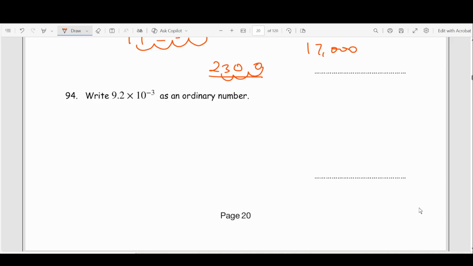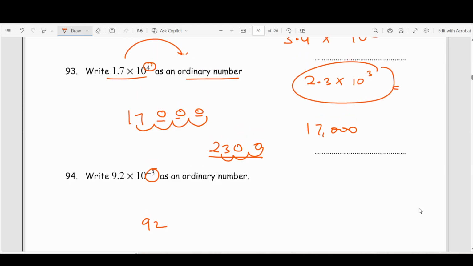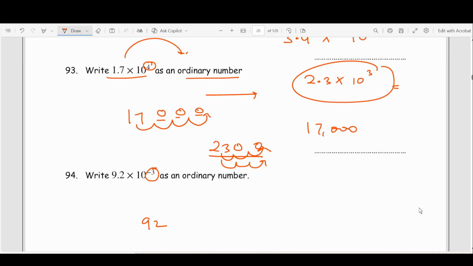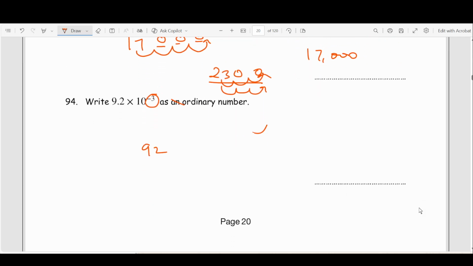Next one, we have a negative exponent here, 10 to the power negative 3. So first we write 92. We need to move the decimal from this number because the exponent is negative. Here the exponent was positive, that's why we were moving towards the right side. In all of them I was moving towards the right. But when the exponent is negative, we move towards the left. So this is negative 3.